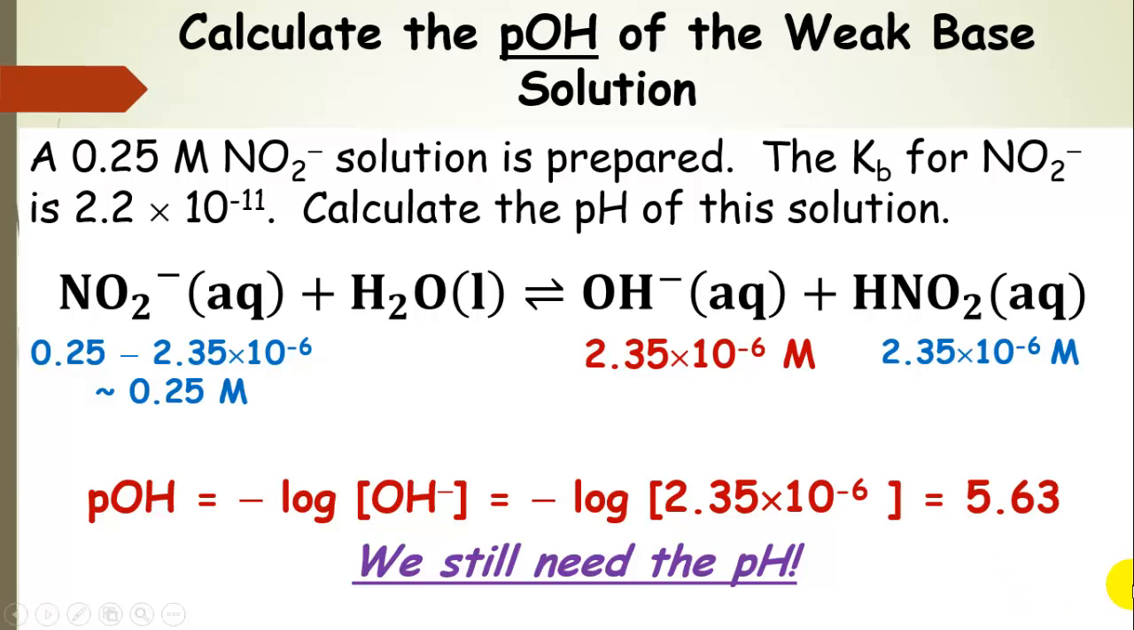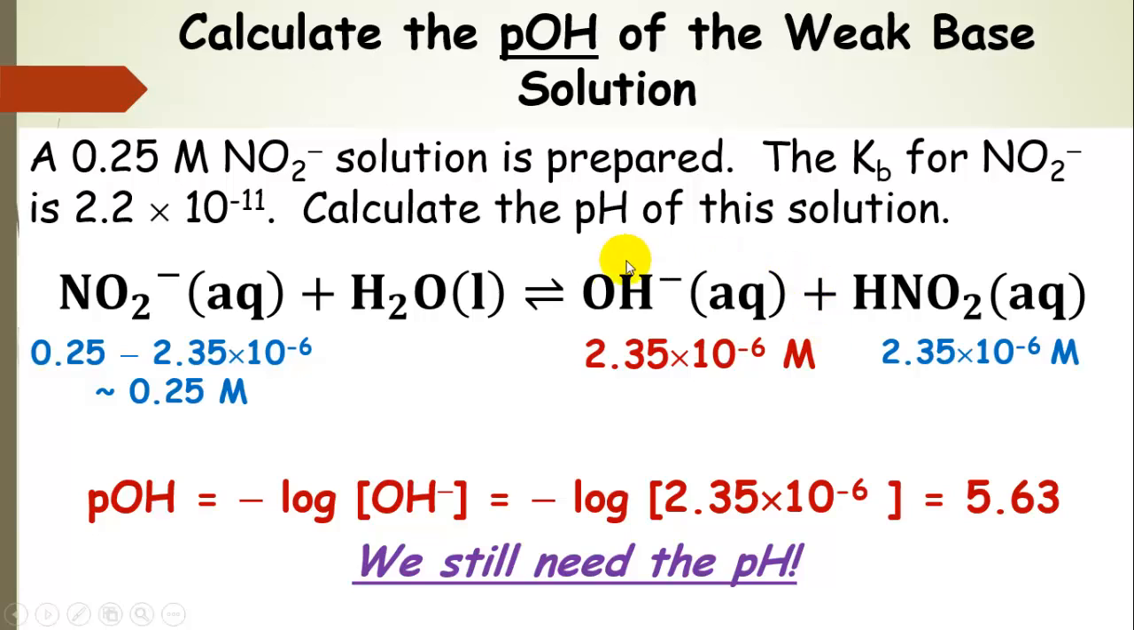Okay, so now we're at the point where we're going to calculate the concentration of all of our species in solution. And remember, we don't really care that much about the nitrous acid concentration, which is just X. And we don't really care that much about the nitrite ion concentration either. And by the time you subtract off 2.35 times 10 to the negative 6 from 0.25, you get approximately 0.25 molar nitrite ion concentration also. Now the part that we do care about is this hydroxide ion concentration.